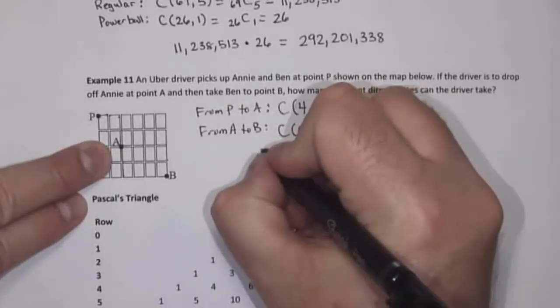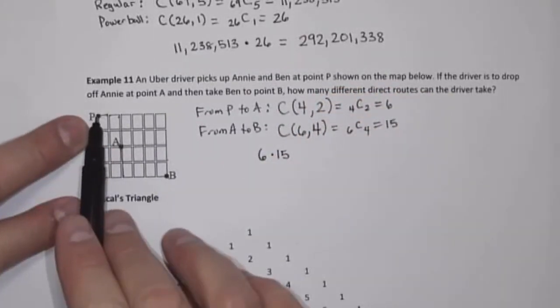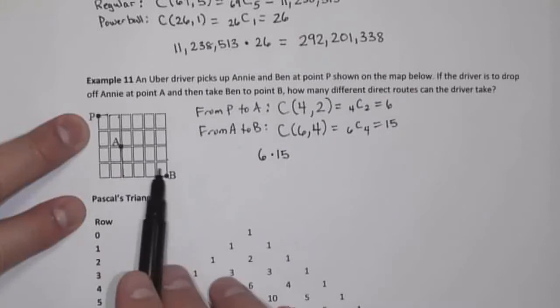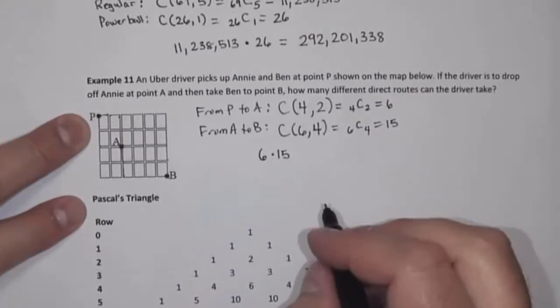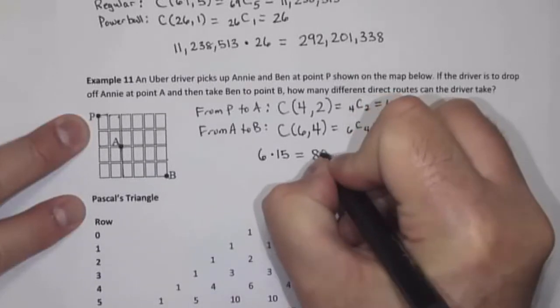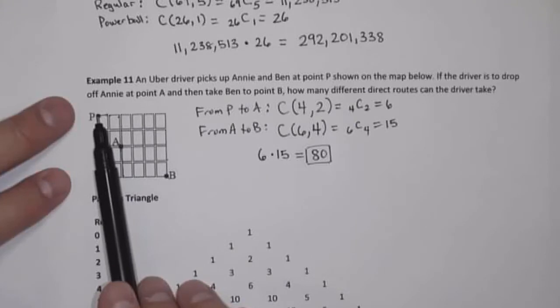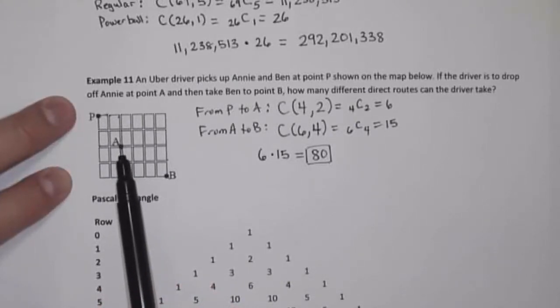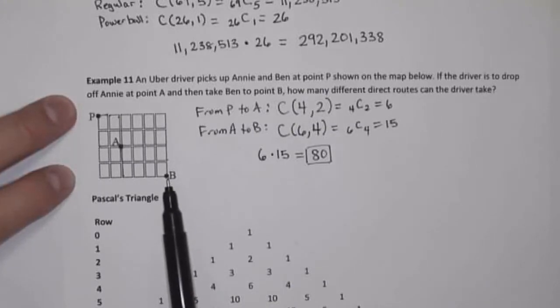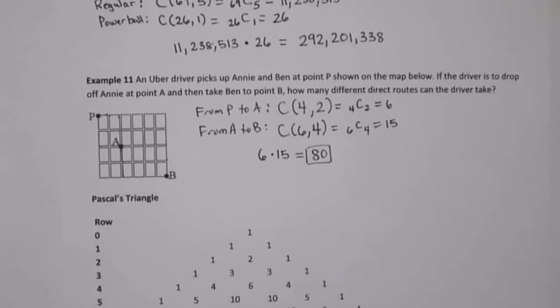So altogether, there will be 6 times 15 different ways that the driver could go from P to B, but going through A. So if we take 6 times 15, that is 90. There are 90 different ways that the driver could go from point P, drop off Annie at point A, and then deliver Ben to point B. A total of 90 different paths.